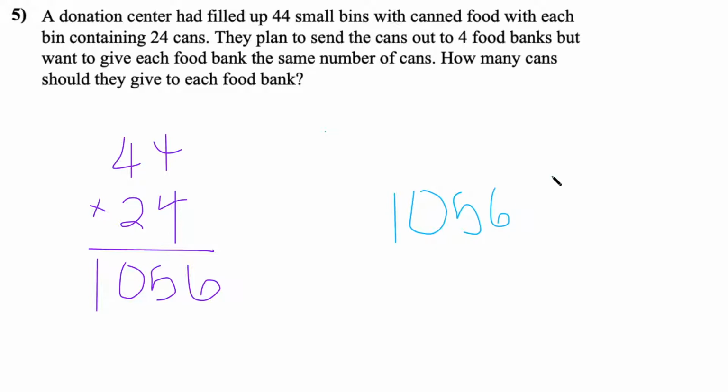And we want to send the same number of cans to each food bank. So we're going to have to divide by 4, because they want to divide the total number of cans they have evenly by 4. So we're going to do 1,056 divided by 4. And you should have gotten 264 cans. So they're going to send 264 cans to each of the 4 food banks. So that's your final answer.